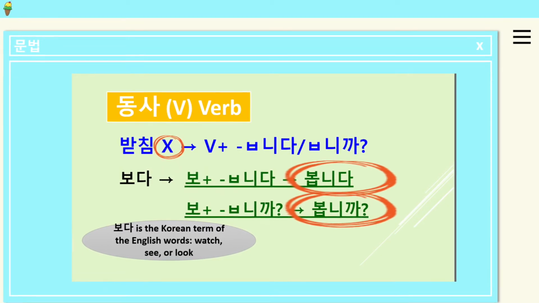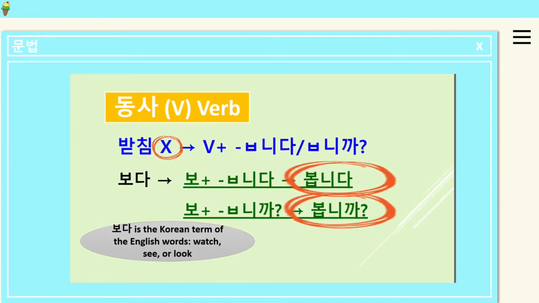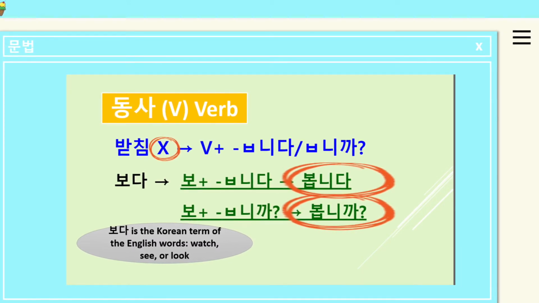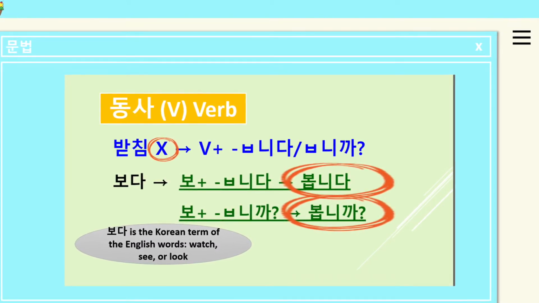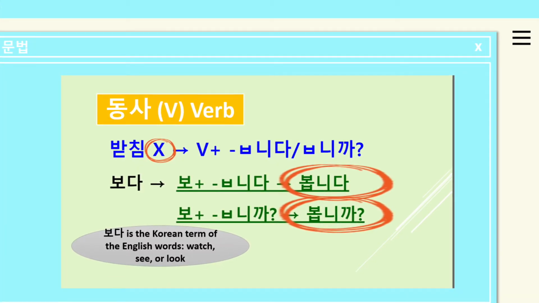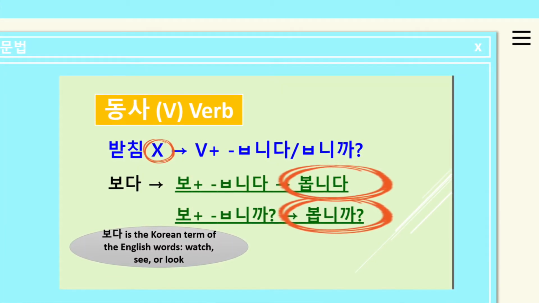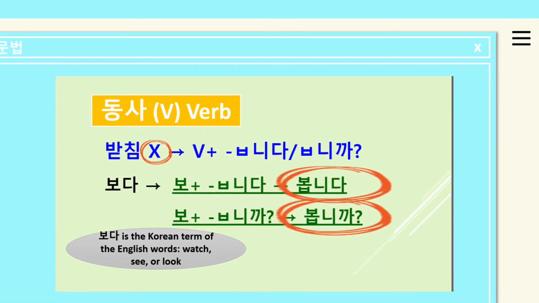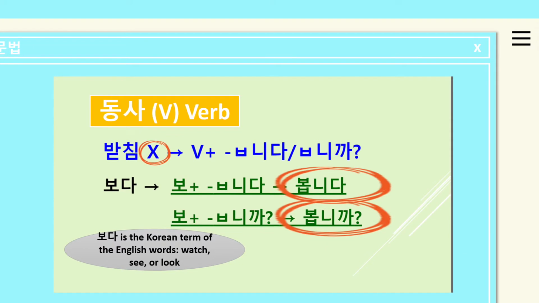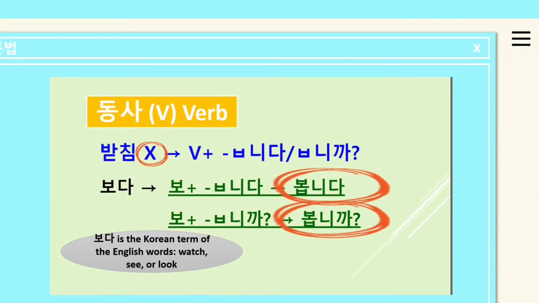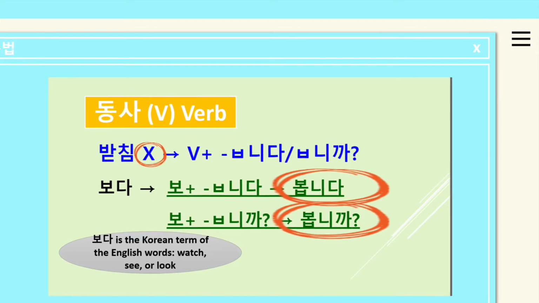Similar to the word 보다, which is the Korean term for the English word watch, see, or look. 보다, it doesn't have a 받침. It doesn't have the third letter in the lower part of the first syllable, so we use ㅂ니다 and ㅂ니까. So 보 plus ㅂ니다 becomes 봅니다. 보 plus ㅂ니까 becomes 봅니까.